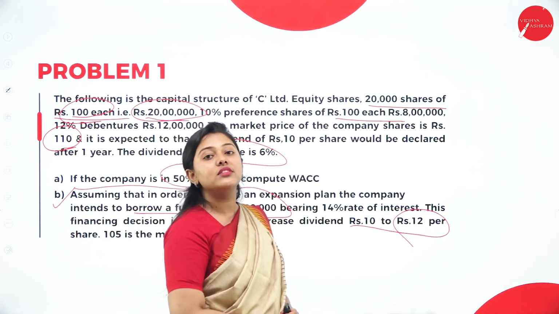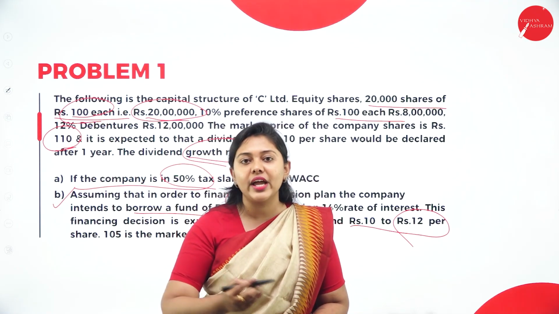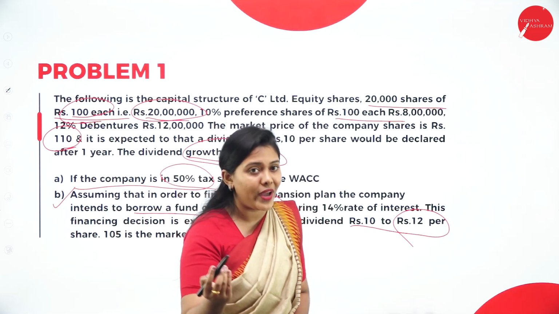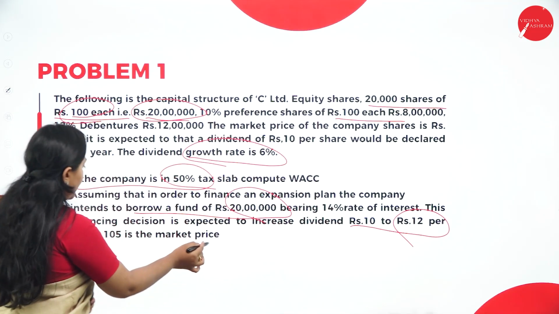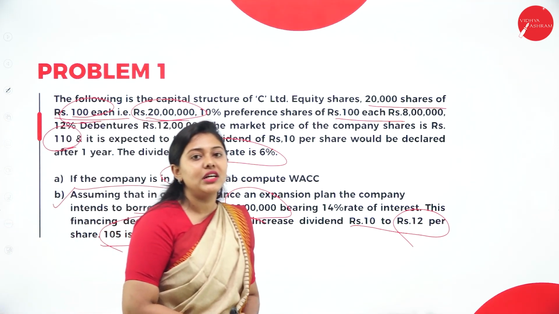And this financing decision is expected to increase the dividend from rupees 10 to rupees 12 per share. So earlier what was the dividend rate? 10 rupees was the dividend rate, and now what have they thought? They have thought of increasing the dividend to 12 rupees. And the market price is 105. So let us solve the problem.